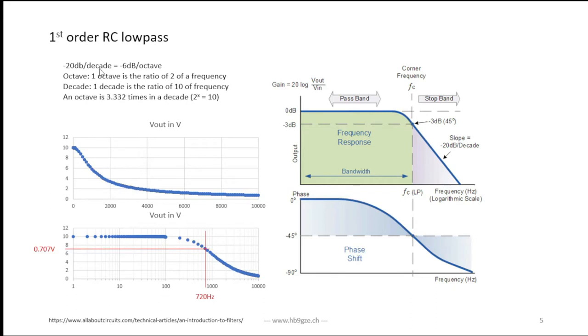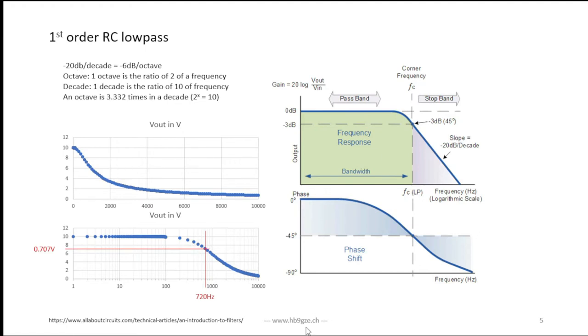Often you see also a definition of minus 6 dB per octave. An octave is doubling the frequency, and a decade is 10 times the frequency, and an octave is 3.322 times in a decade. 2^x is equal to 10. So that's the same thing. Minus 6 dB per octave is exactly the same thing as minus 20 dB per decade.